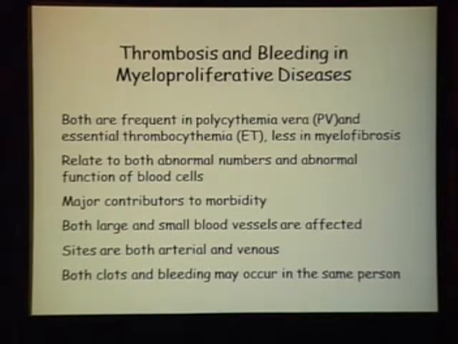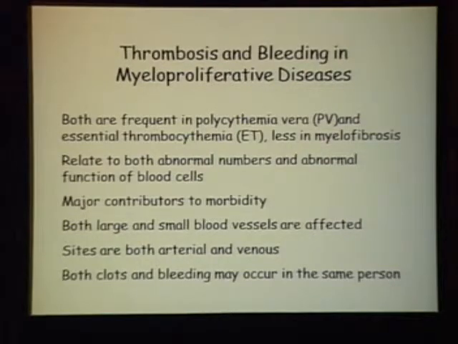Both large vessels and small vessels are affected. In fact, clotting in the veins within the abdomen is so commonly associated with myeloproliferative disease that if it occurs in an adult, that's one of the first things one looks for: myeloproliferative disease. The sites of thrombosis are both in arteries and in veins, and we'll look at the reasons for that in a moment. And both clotting and bleeding may occur in the same person and even at the same time, which makes treatment rather complicated.